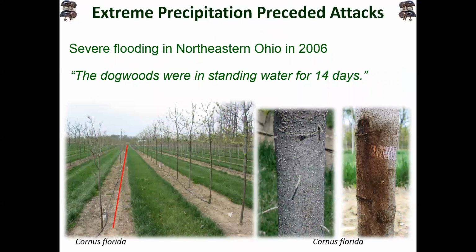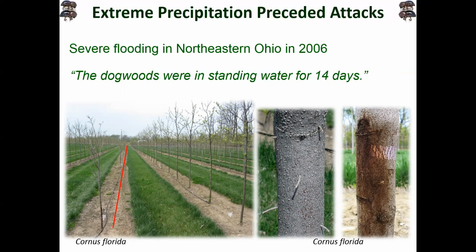Now, we noticed that there were a few instances of extreme precipitation events that preceded attacks, and this was part of our initial exposure to try to understand the host selection behavior of these beetles. So for instance, a grower in northeastern Ohio reported attacks on dogwoods, only dogwoods within one row, and neighboring species that certainly are on the host range of these ambrosia beetles were not attacked.